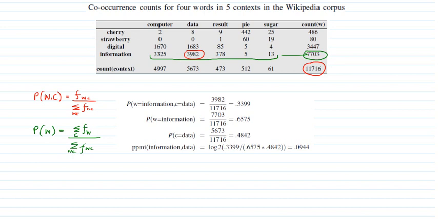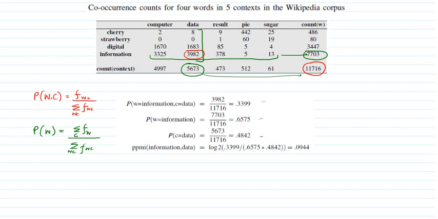Similarly, P of C, where C is equal to data. When context is the data, we take all the counts of this context, that is 5673, and then we divide it by the total number of words, right?